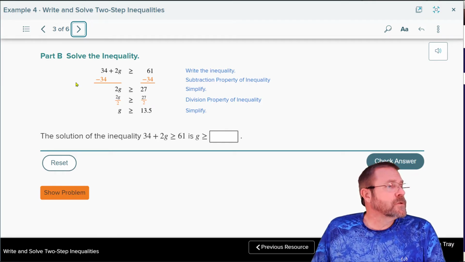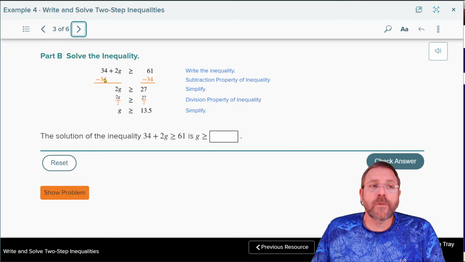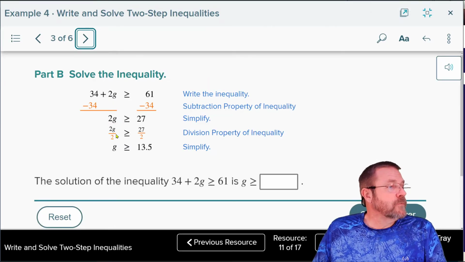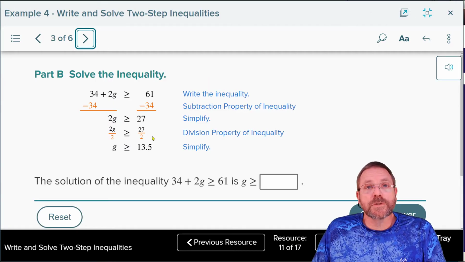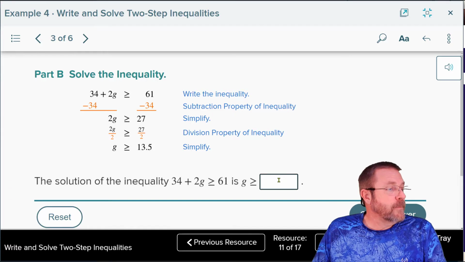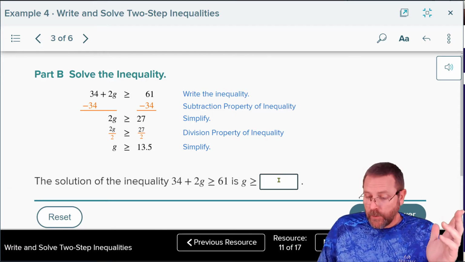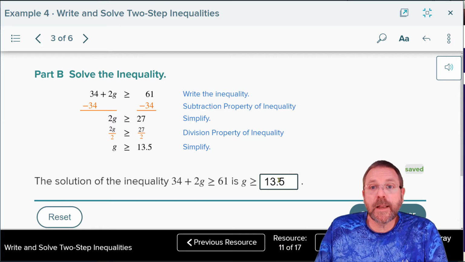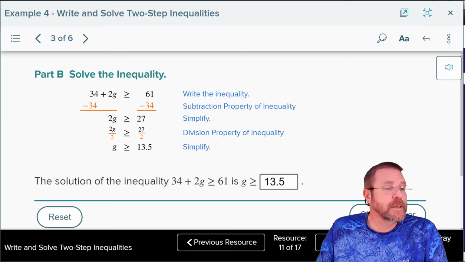They undid addition and subtraction first, subtracting the 34 from both sides, leaving themselves with 2g is greater than or equal to 27. Then they undid multiplication and division, dividing 2 on both sides, and that left them as g is greater than or equal to 13.5. So that means that he needs greater than or equal to 13.5 games, so at 13 and a half games, hopefully he'll have the strikes he needs.